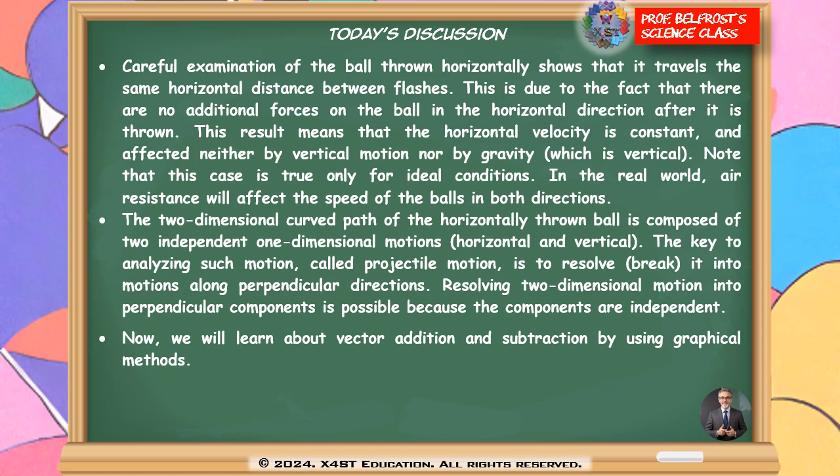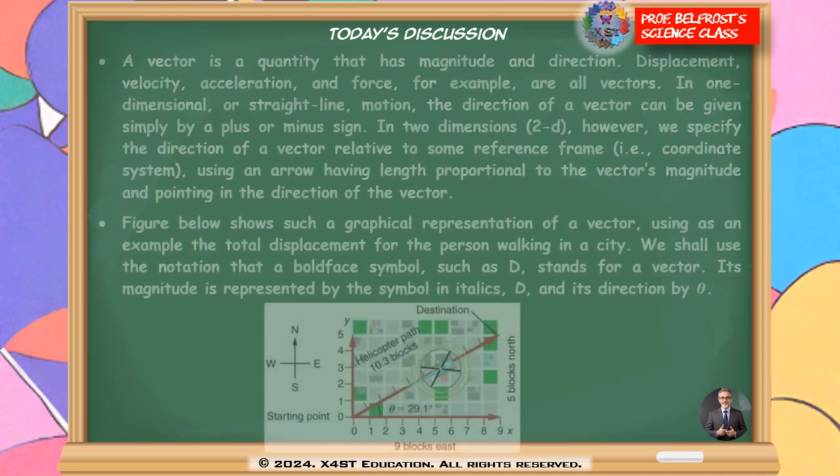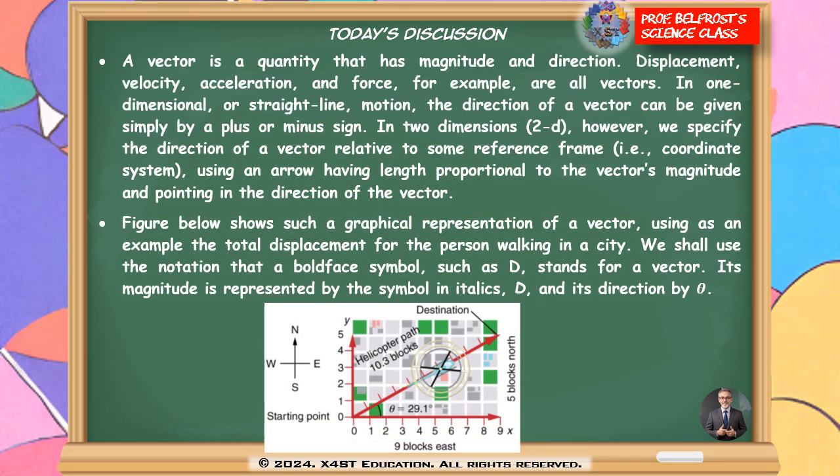Resolving two-dimensional motion into perpendicular components is possible because the components are independent. So here we learn how to do vector addition and subtraction in an analytical way. We have talked about this before: vectors have quantity and direction. In one dimension, the direction can be expressed by simply putting a plus or minus sign before the magnitude, right?